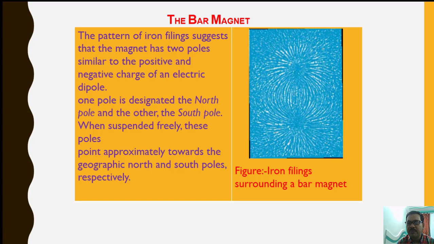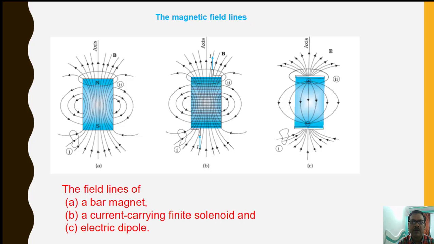Iron filings surrounding a bar magnet, जो है एक्टिविटी अपने क्लास 10th में की थी, उसमें जो आयरन फिलिंग्स जो अरेंज होती है उसको अगर अपन अच्छे से देखें तो अपन देखेंगे कि जो मैग्नेटिक फील्ड लाइंस का जो कंसंट्रेशन है वो टू प्लेस पे ज़्यादा होगा. One pole is designated north pole and other is south pole. When suspended freely, these poles point approximately towards the geographic north and south pole respectively.